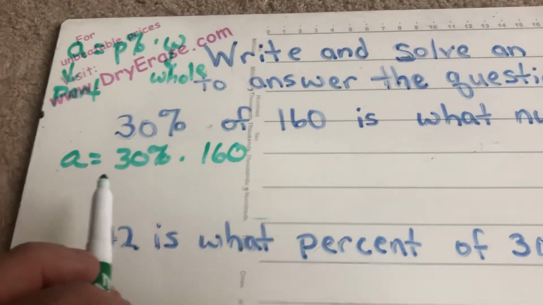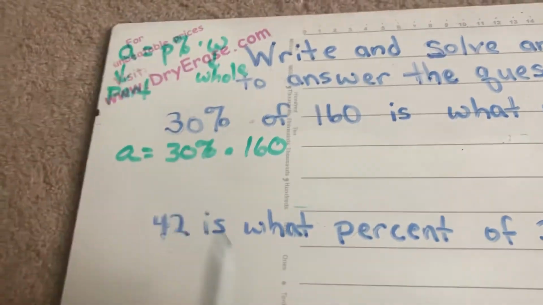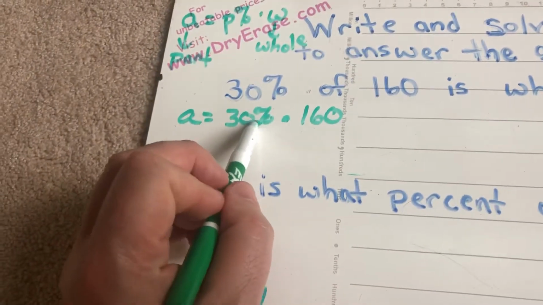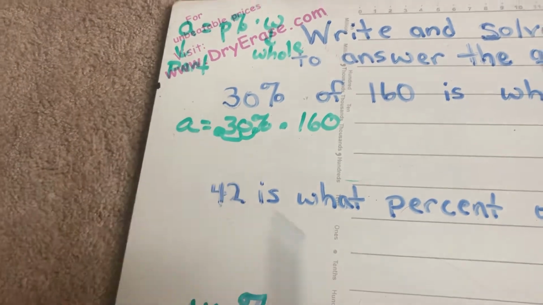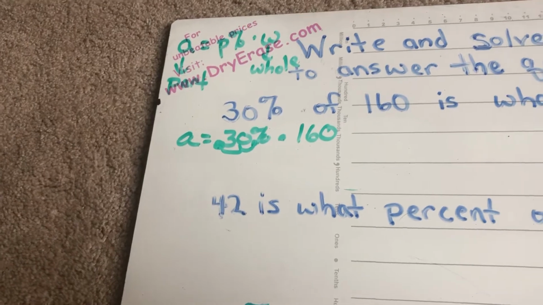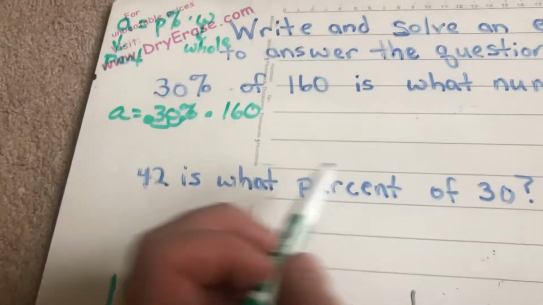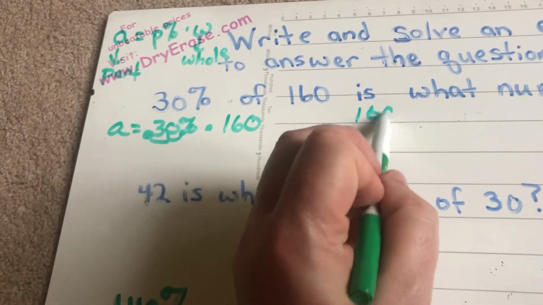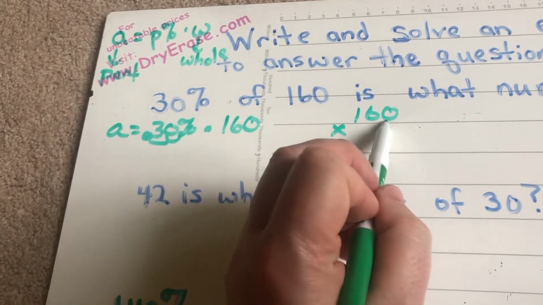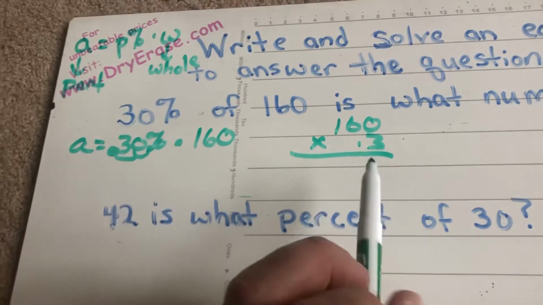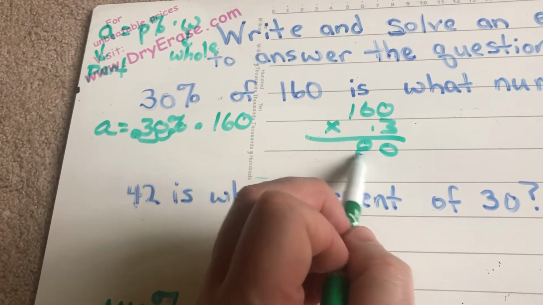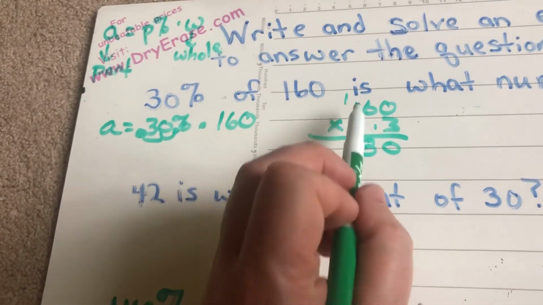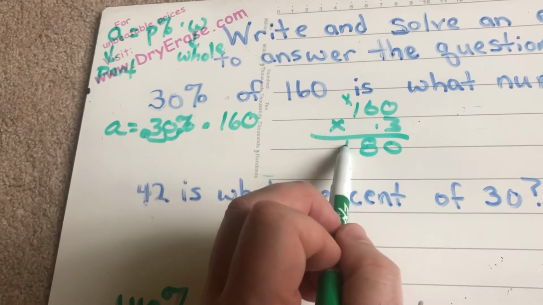If I take 30% and turn that into a decimal, I'd move the decimal twice to the left. I'd end up with 0.30 or 0.3, which means I pretty much have to do 160 times 0.3 or 3/10. Well, 3 times 0 is 0. 3 times 6 is 18. Put the 8 down, carry the 1. 3 times 1 is 3, plus 1 is 4.